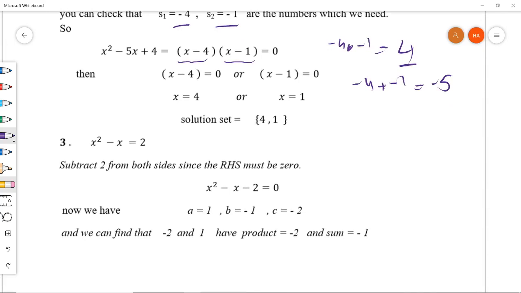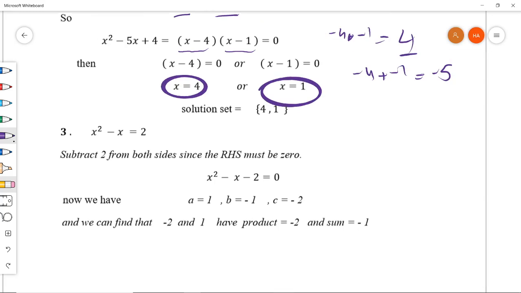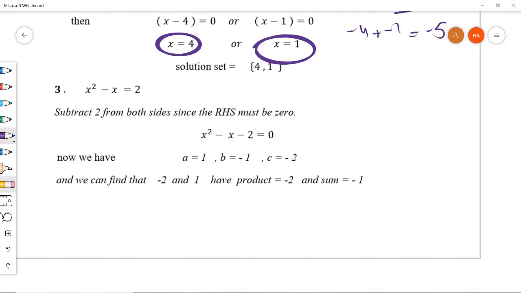Then we solve each one. The first gives us that x equals 4. The second gives us that x equals 1. We move the 1 to the other side and move the 4 to the other side, and we get the solution 4 and 1.